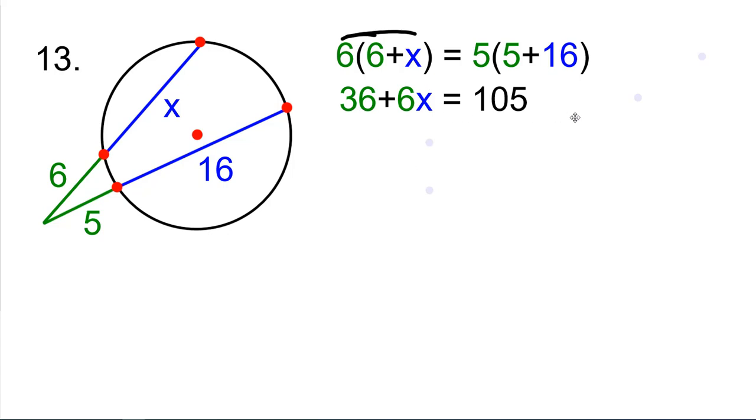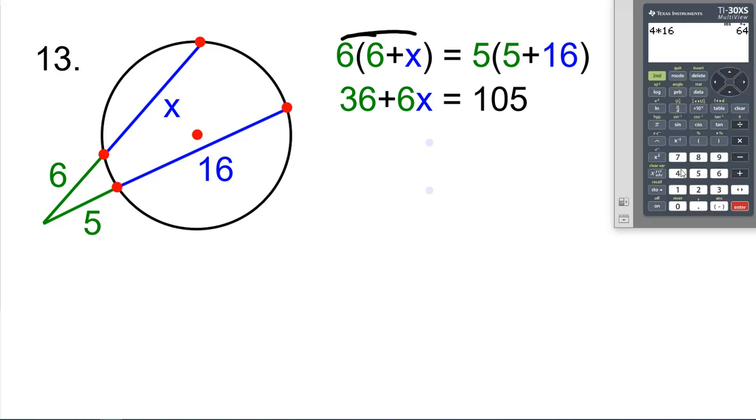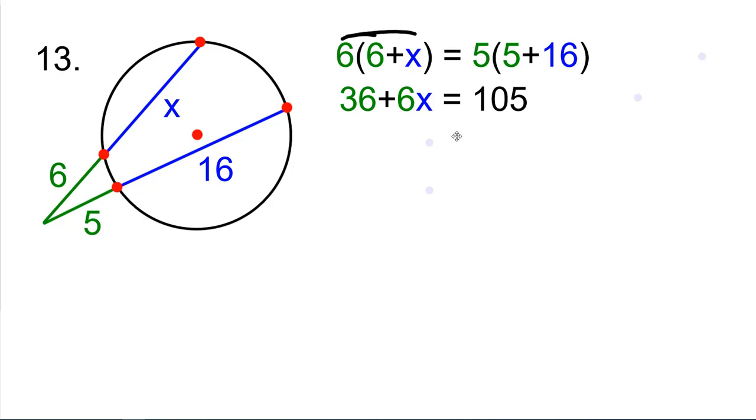When I subtract 36 from 105, I'll go ahead and show it in the calculator. So we have 105 minus 36, which is going to leave us with 69. Okay, anyway, so we have 6x is equal to 69. Then I want to divide both sides by 6, which will give us x is equal to 11.5.